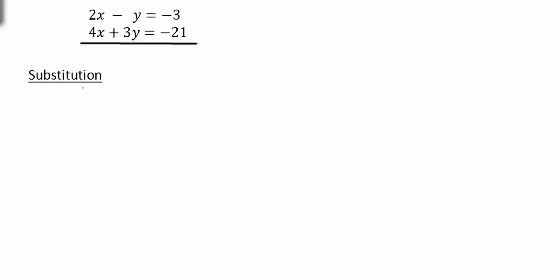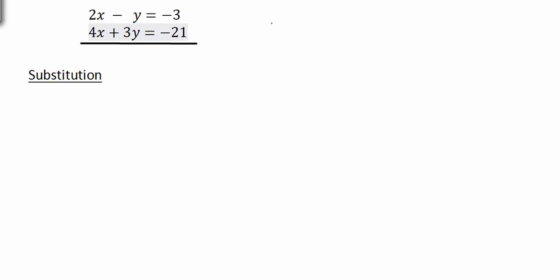To use substitution, you want to pick one of the equations. It doesn't matter which one we pick, and you want to solve for one of the variables. If we look at each equation, which variable is going to be easiest to solve for? I think if we look at the first equation here, because we simply have a y by itself, in other words, here we have a 2x, a 4x, and a 3y, and this is just a negative 1y, it's going to be a lot easier to solve this equation for y.